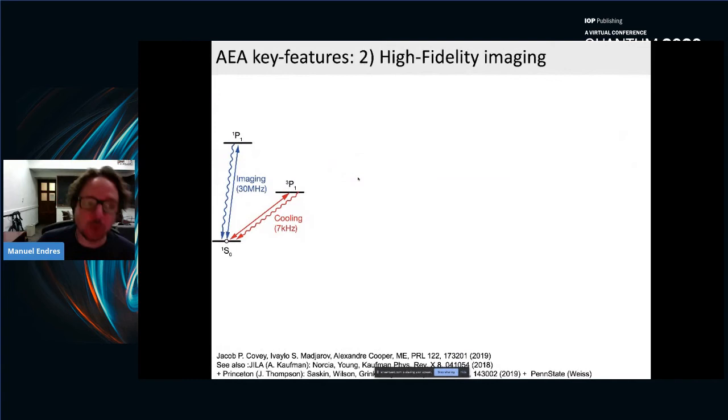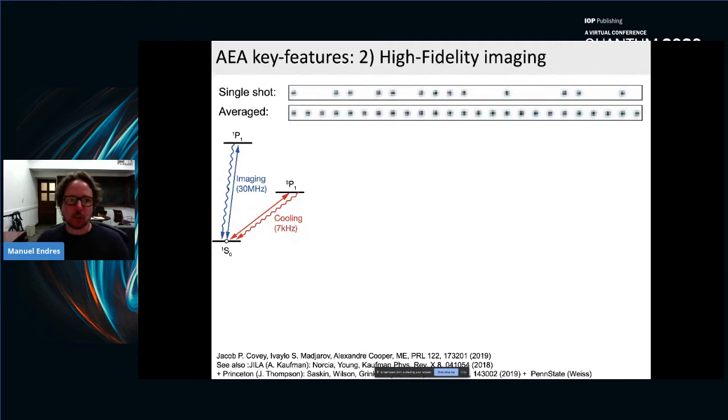So how do we image? Imaging works the following way. We cool on this 7 kilohertz line to keep the atoms cold in the tweezer, essentially in order to prevent loss. And at the same time, we shine in a laser that's resonant on this 30 megahertz blue transition, and then we collect fluorescence light on that blue transition. So this is a typical image of a single shot in an array, and then this is averaged over all these images. So these look clean.